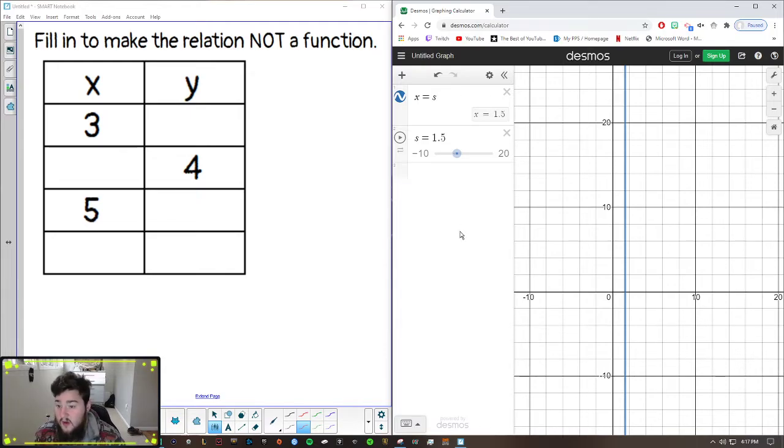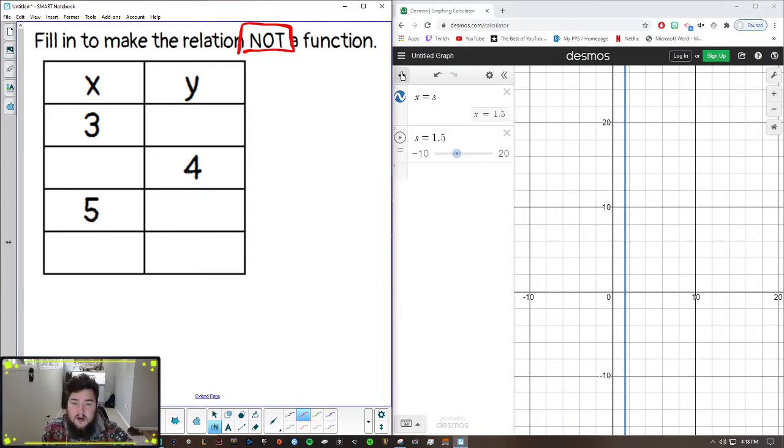Okay, so now we are given a table, and we have to determine how I'm going to make this into not a function. So I have a table that's not fully filled out. It's got some missing spots. It's my job to make this not a function. So make sure we're reading the problem. Look, not a function. I want this to not be a function.